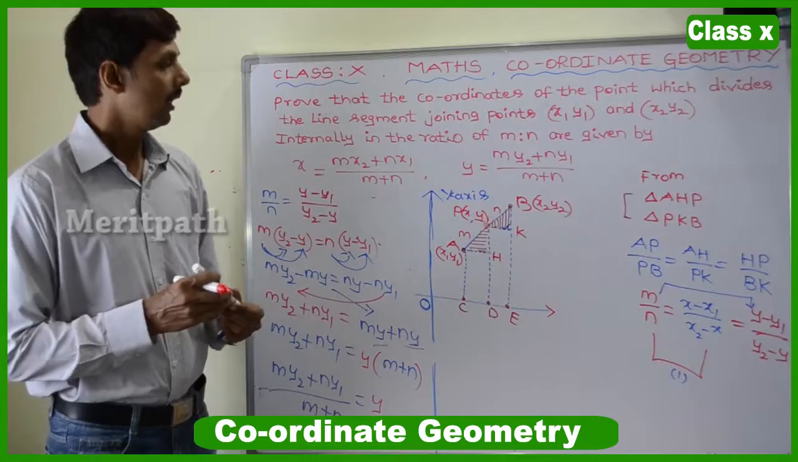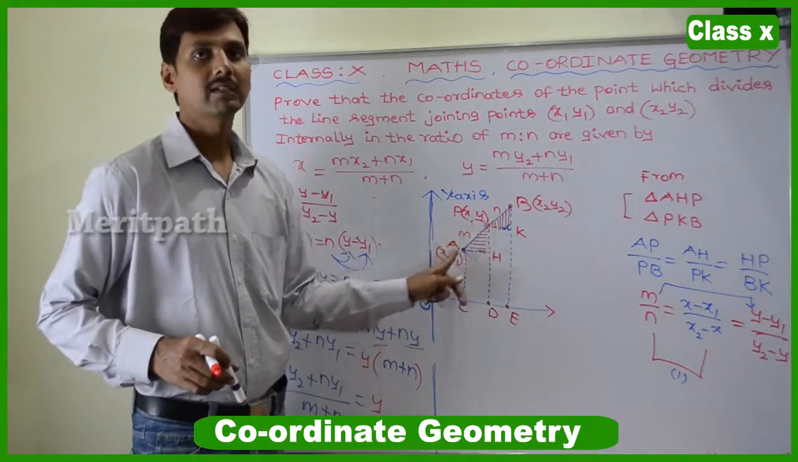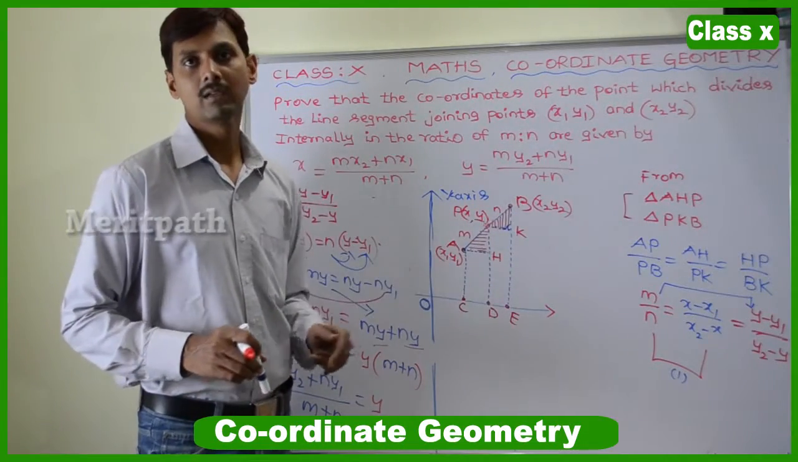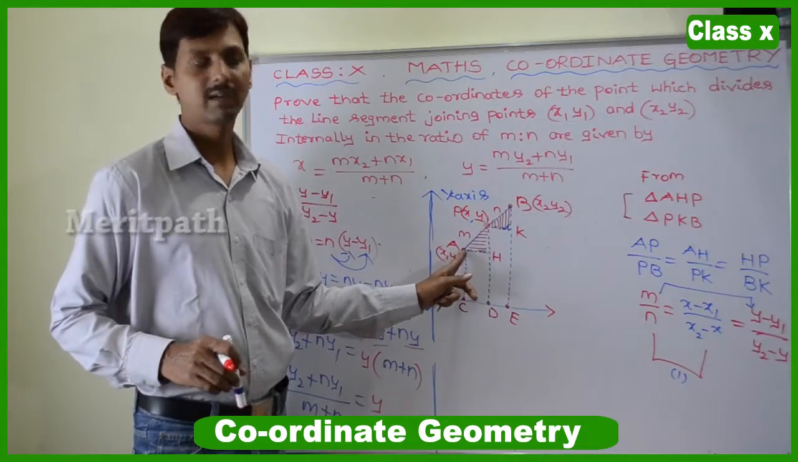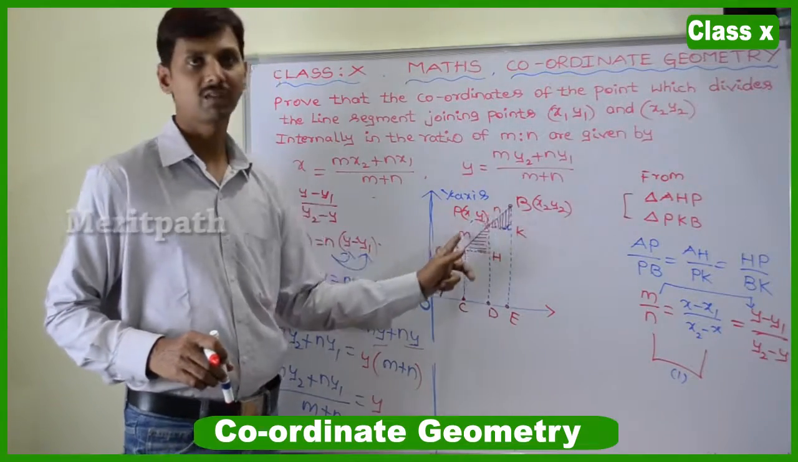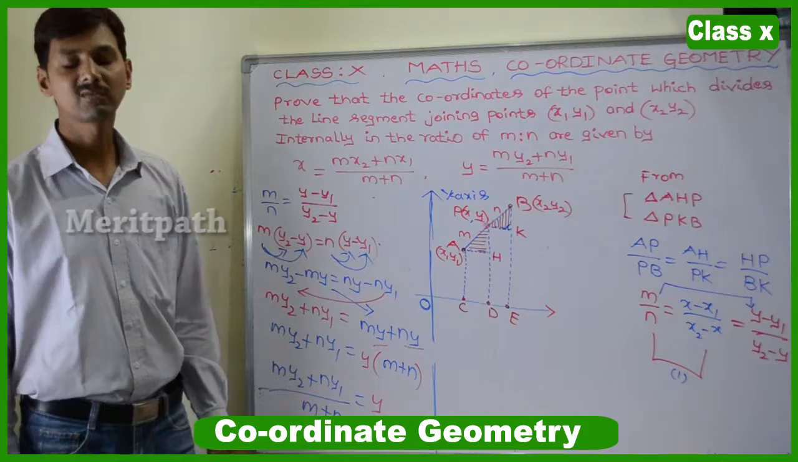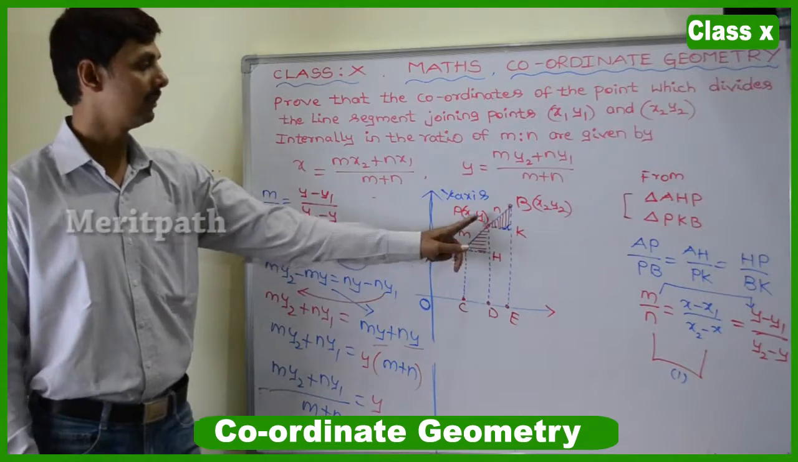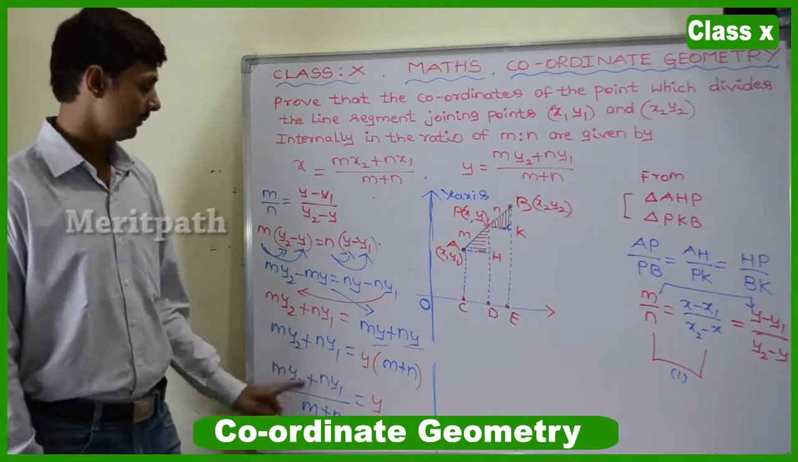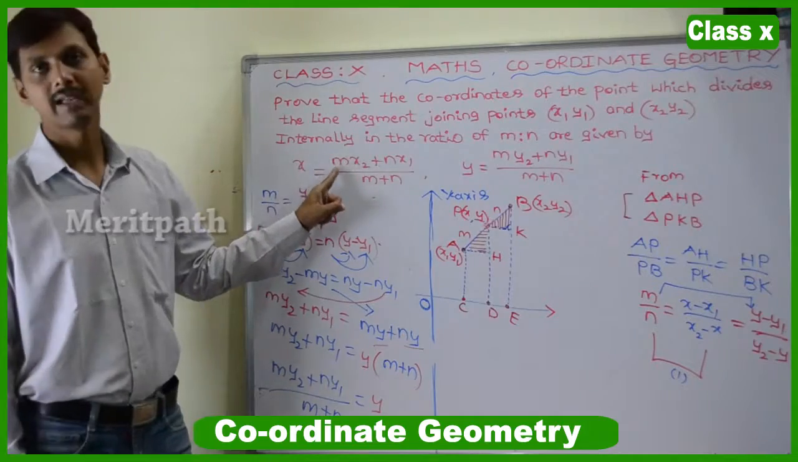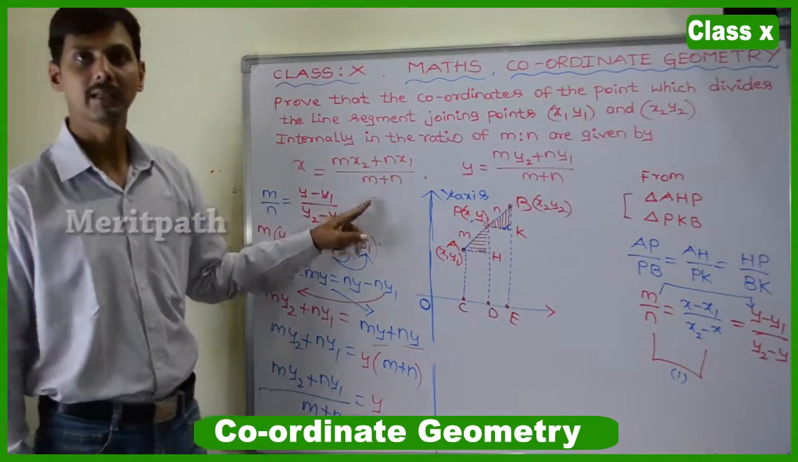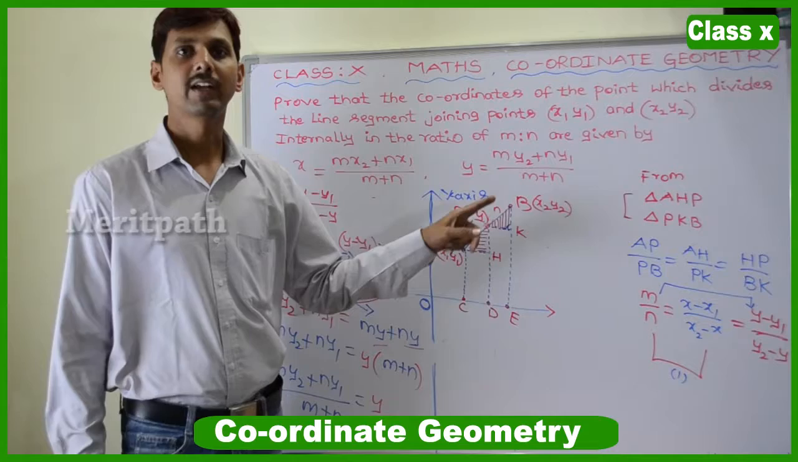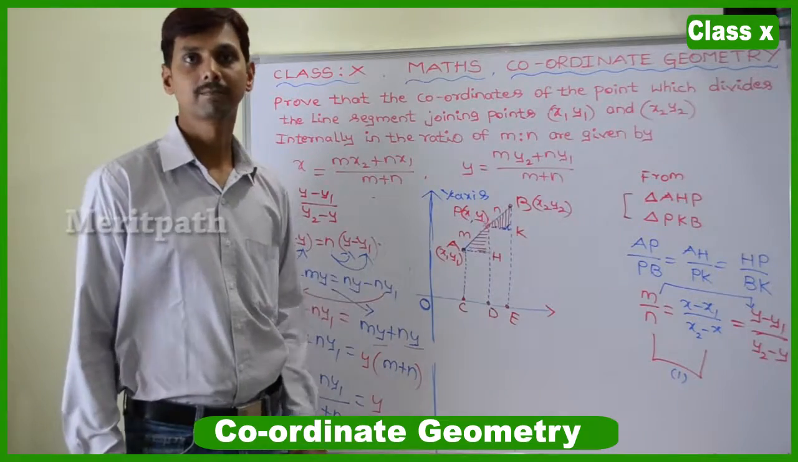So when P divides AB, where AB is a line segment, in the ratio m is to n, and the points are A(x1, y1) and B(x2, y2), with P being (x, y), then the coordinates are x is equal to mx2 plus nx1 by m plus n, and y is equal to my2 plus ny1 by m plus n.